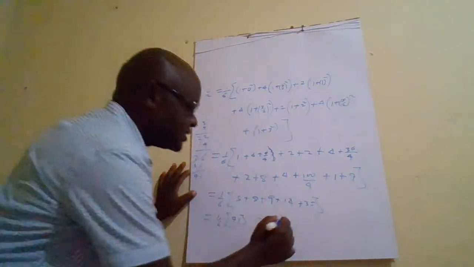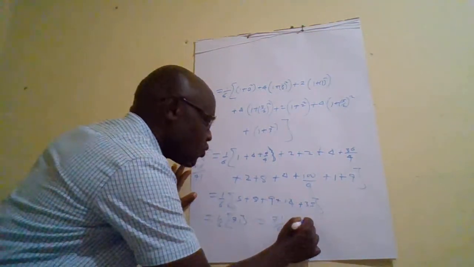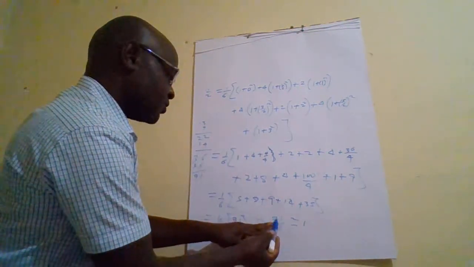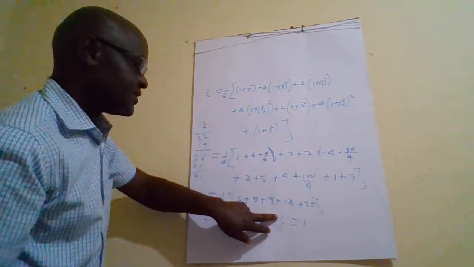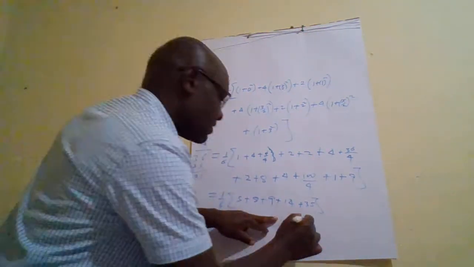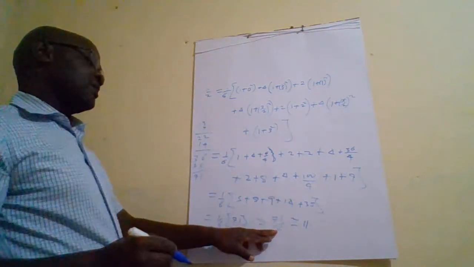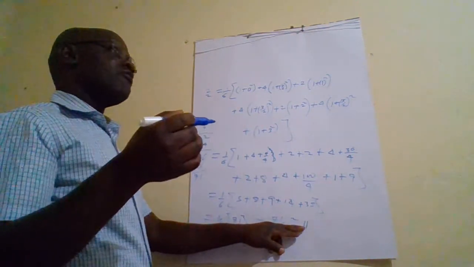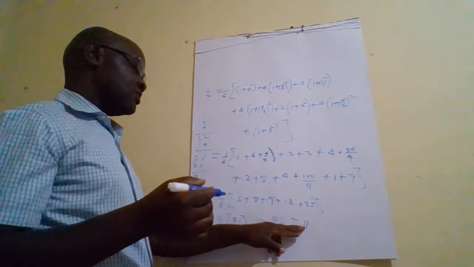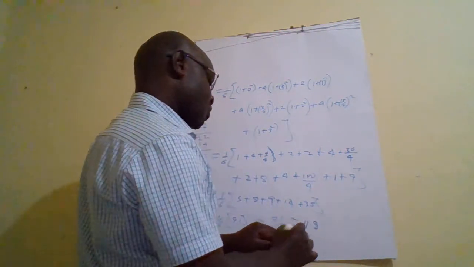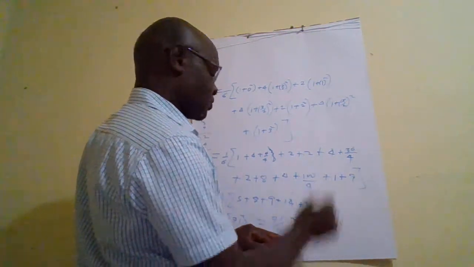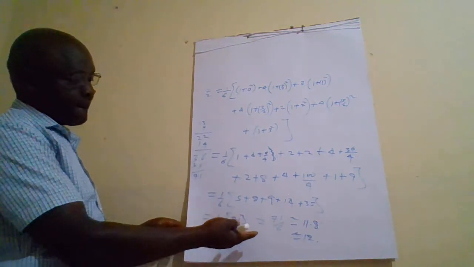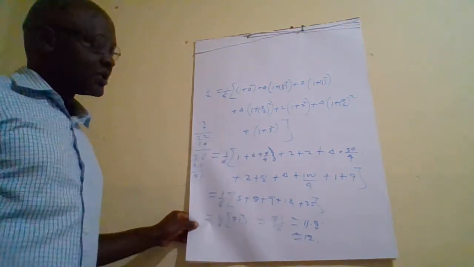71 all over 6. This is approximately, 6 goes into 71, 1, we remain with 11. 6 into 11, 1, remainder 5. 6 into 50, it's around 8. So approximately this one is 12. Approximately, when you use the integration by Simpson, then we approximately have 12.